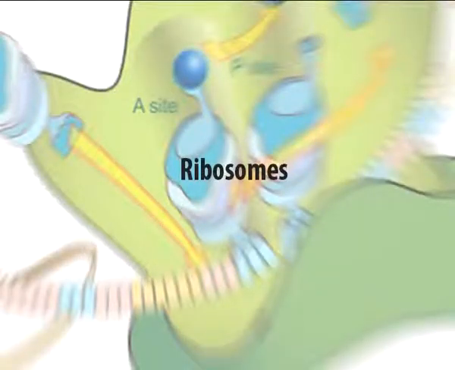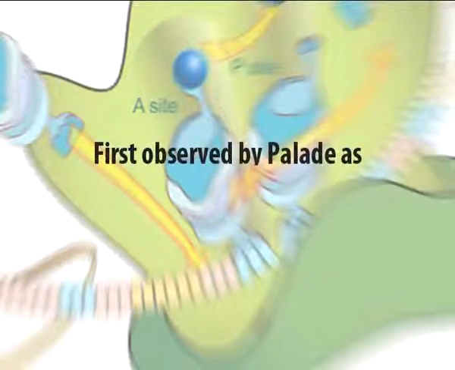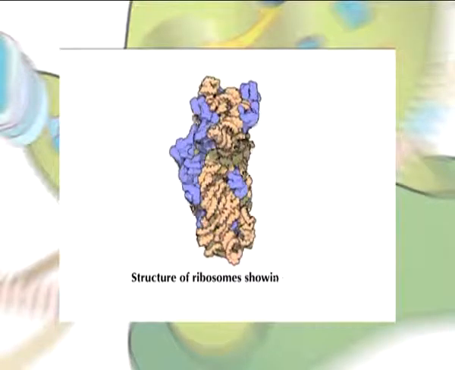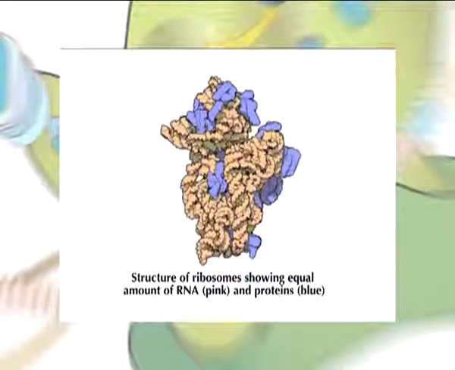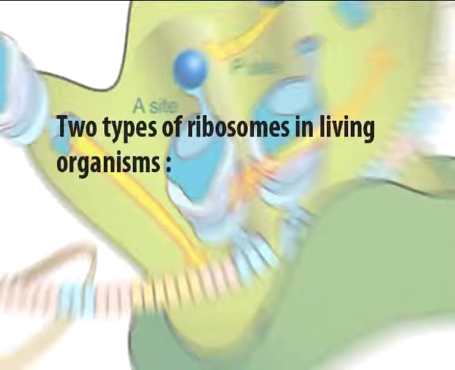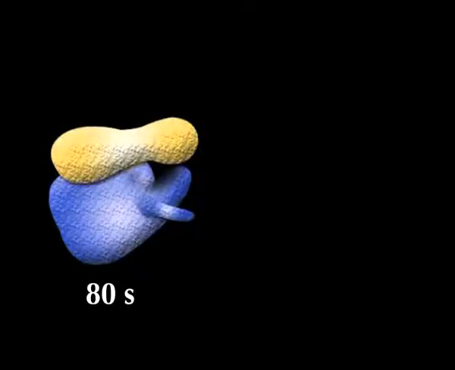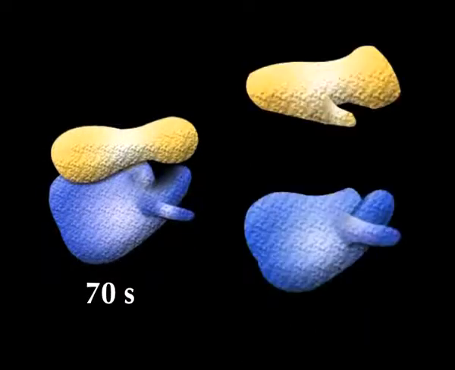Now ribosomes. Ribosomes are cytoplasmic granules composed of RNA and proteins, at which protein synthesis takes place. They were first observed by Palade in the electron microscope as dense particles or granules. Upon isolation, they were shown to contain approximately equal amounts of RNA and protein. There are two types of ribosomes in living organisms: the eukaryotic 80S and prokaryotic 70S ribosomes. The subunits of 80S ribosomes are 60S and 40S units, whereas 70S have 50S and 30S subunits.